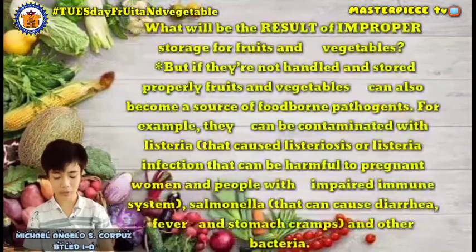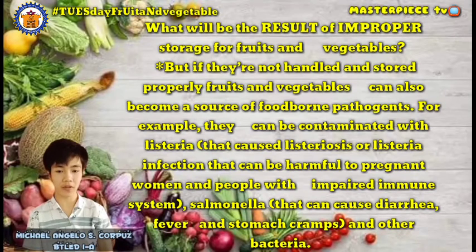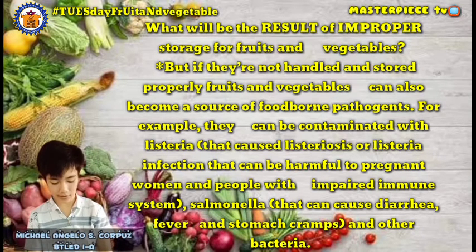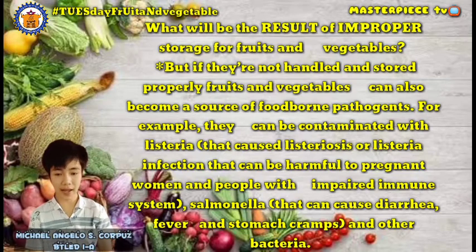Now, what will be the result of improper storage for fruits and vegetables? If they're not handled and stored properly, fruits and vegetables can become a source of foodborne pathogens. For example, they can be contaminated with listeria, which causes listeriosis, or listeria infection, that can be harmful for pregnant women and also people with an impaired immune system. Another is salmonella. It can cause diarrhea, fever, and stomach cramps.